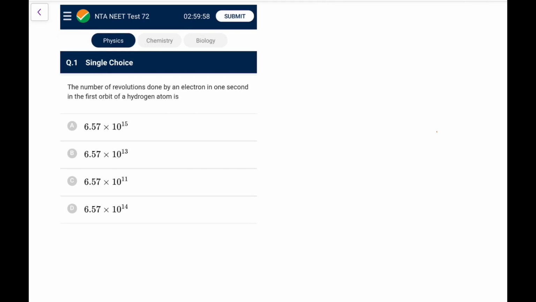So let's begin this test. The number of revolutions done by an electron in 1 second in the first orbit of a hydrogen atom. So in the first orbit of a hydrogen atom, we know this number of revolutions is basically frequency, which is v upon 2 pi r. v is 2.18 into 10 to the power 6 meter per second, and radius is 52.9 picometers.